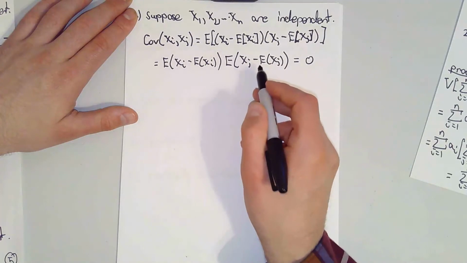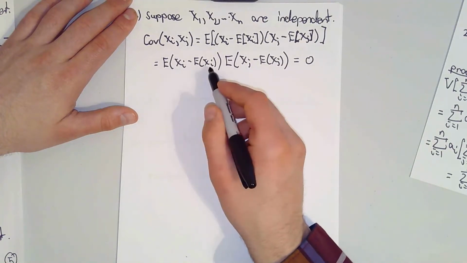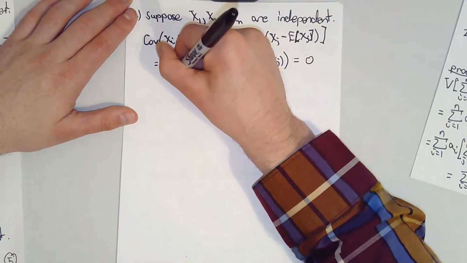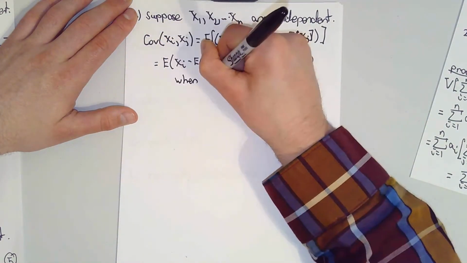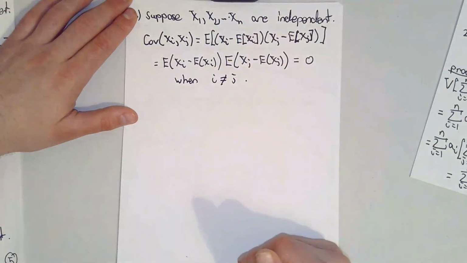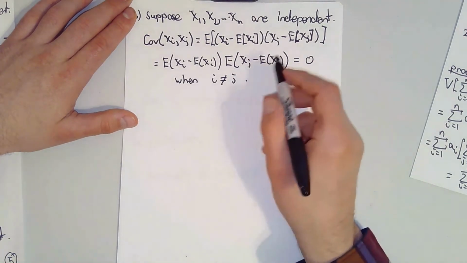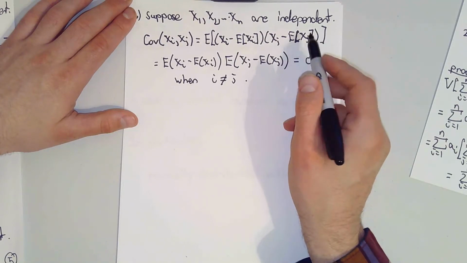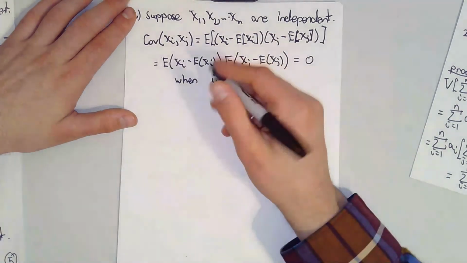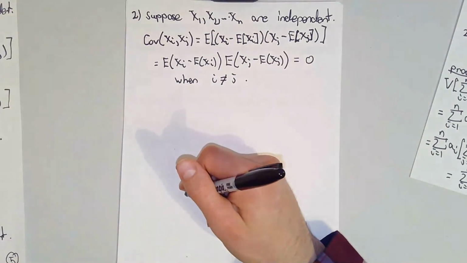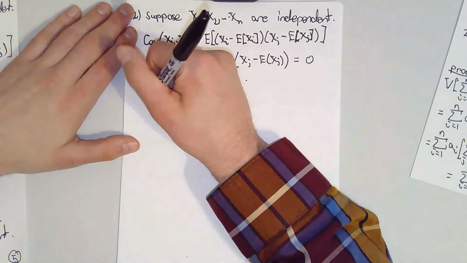Each one of these terms is equal to 0. In other words, the expectation of this is 0 and the expectation of this is equal to 0. And this is again assuming that i is not equal to j. When i is equal to j, most certainly these two random variables are not independent because they're the same random variable. So this is only true when i is not equal to j. So therefore, we can do the following.